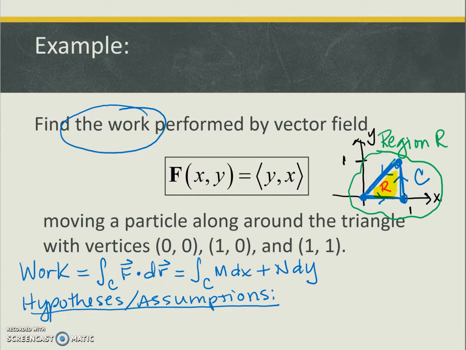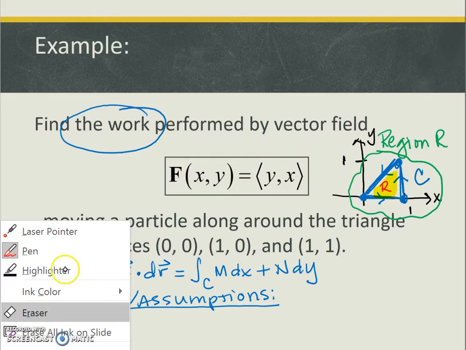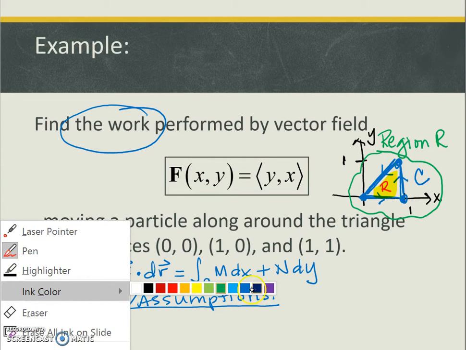So our first assumption is about my region R. My region R is that region inside the triangle, highlighted in yellow, and I've annotated that with an R. Is that region bounded by a piecewise smooth curve oriented counterclockwise? And the answer to that question is yes, it is.